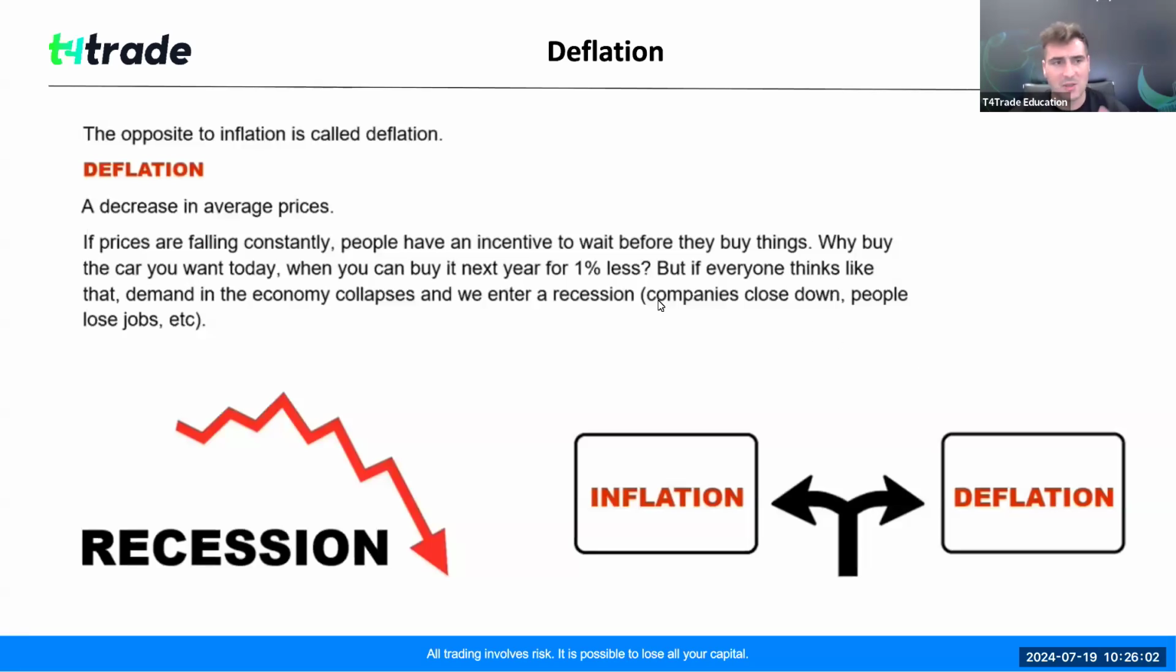So the opposite of inflation is called deflation, and the definition of deflation is a decrease in average prices. And most of the time, we're talking about severe deflationary pressures here. So if prices are falling constantly, month after month, at the end of the day, people have an incentive to wait before they buy things. So this, in other words, hurts the consumption function of that economy.